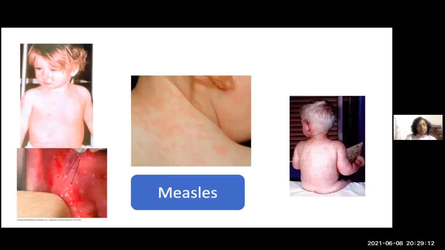And these are the Koplik spots. It's a pathognomonic feature in measles infection. So if you come across a very ill child who is presenting with a measles-like rash, don't forget to open the mouth and have a look at the oral mucosa. So this may give you a clue to the diagnosis. Okay, I will show you another picture.